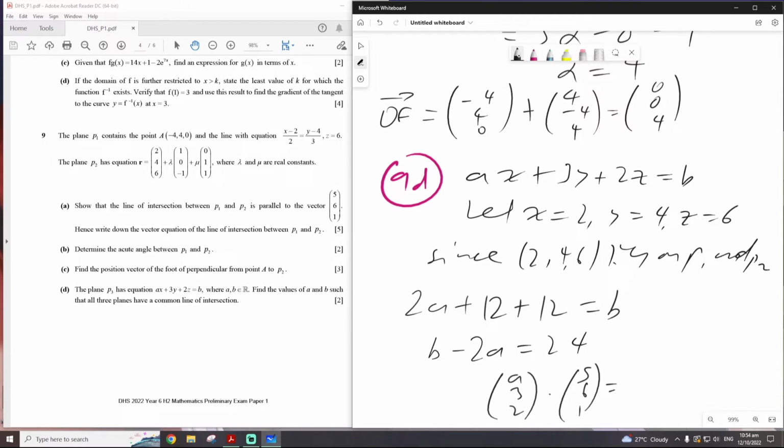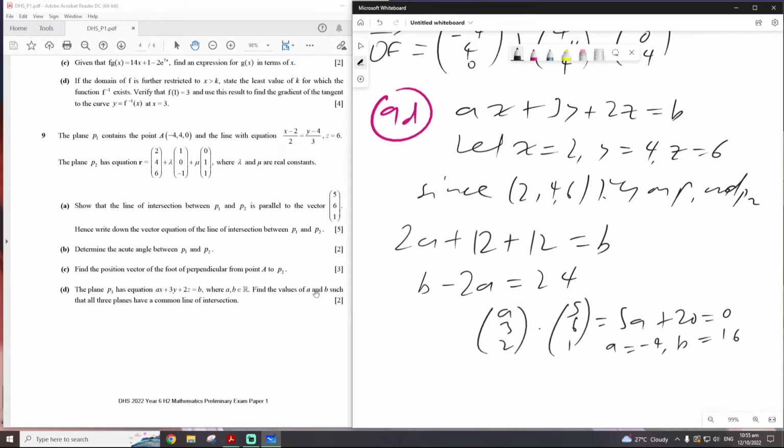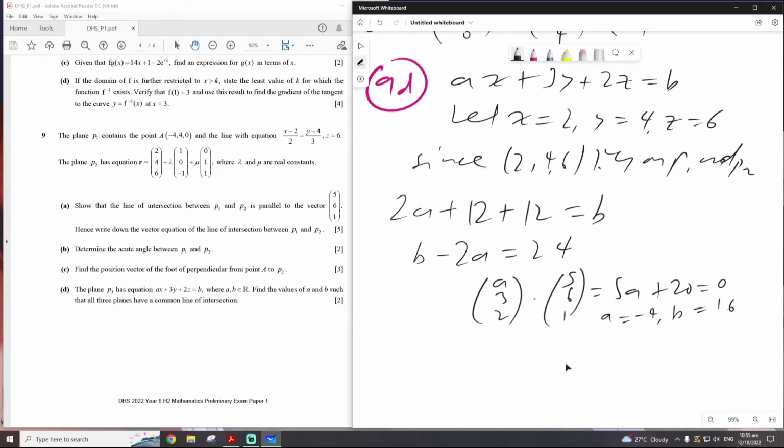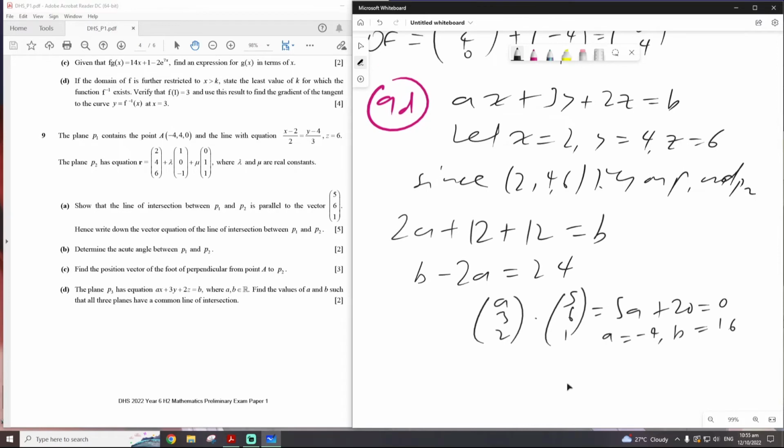So we get 5a plus 18 and 20, right? Plus 20 being equals to 0. So a is negative 4 and b is 16. Okay, cool. Sorry, because the intersection line is perpendicular to this vector. Okay, yeah.